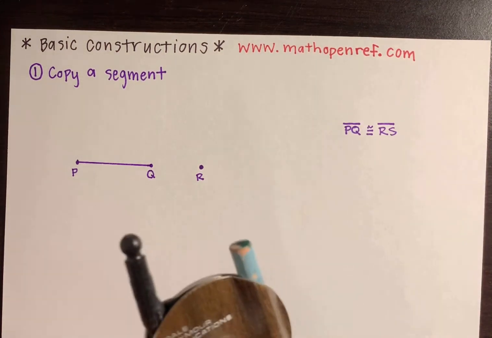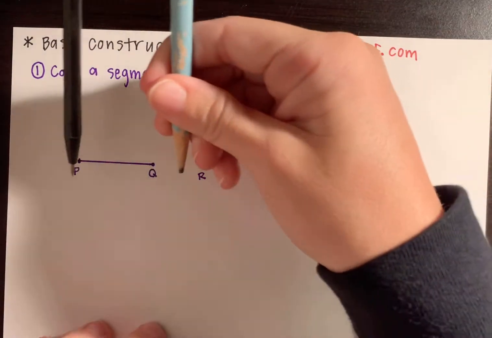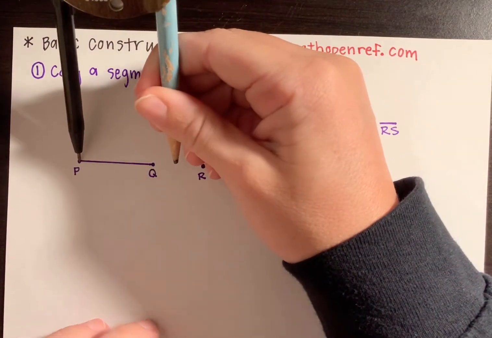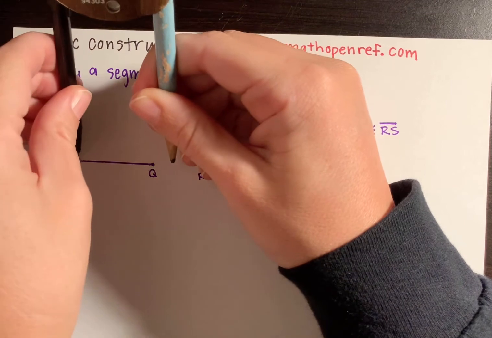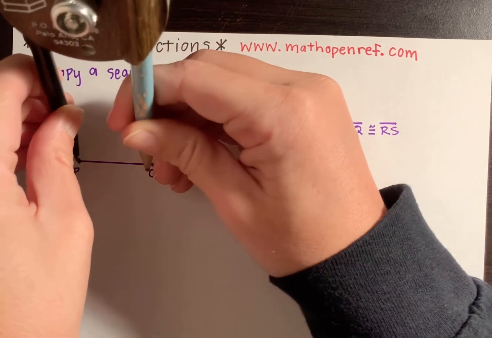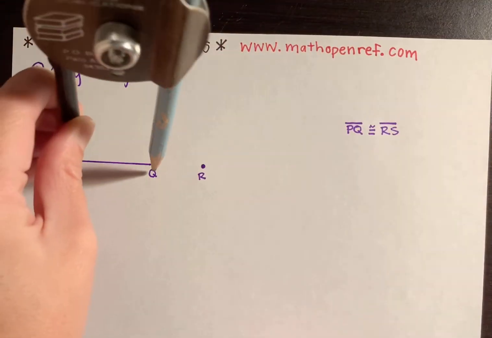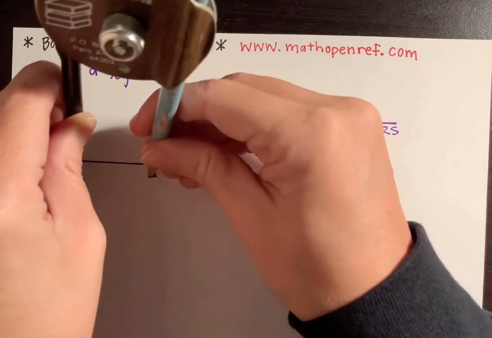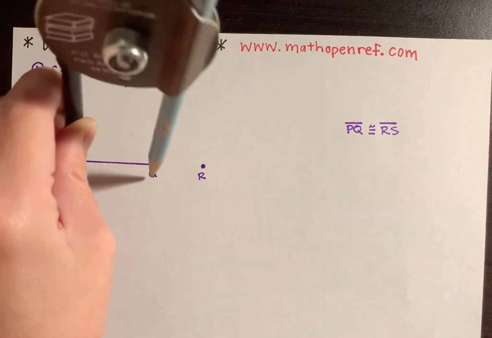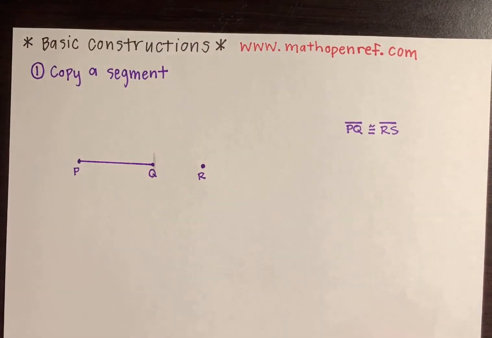I'm going to get out my compass. Remember, pointy end goes here, and you can move the width of the pencil in and out until it matches up. By the way, my pencil isn't very sharp. If you sharpen your pencil, or if you have a brand new compass, it probably came with a sharp pencil. That's going to be helpful.